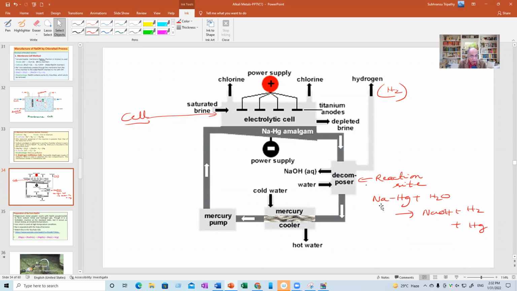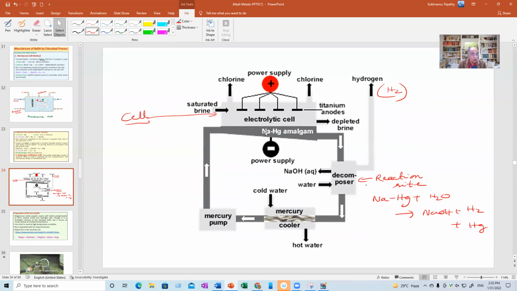Fresh water reacts with the sodium amalgam to produce sodium hydroxide. That goes in another outlet. Mercury is set free to be siphoned back to the same electrolytic cell in a cyclic manner, and hydrogen escapes out here. And of course, the anodes are not graphite, they are titanium or iron.